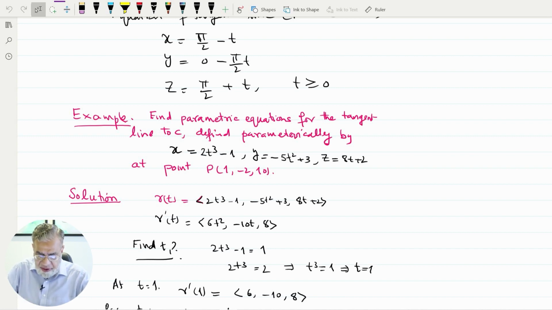To get the value at t equal to 1, we find r dash of 1, put here t equal to 1. I get the value of r dash, that is 6, minus 10 and 8. This is my vector and this is my tangent to the curve. Now I have a tangent to the curve and I have the point. So I can write an equation of a line tangent to the curve.